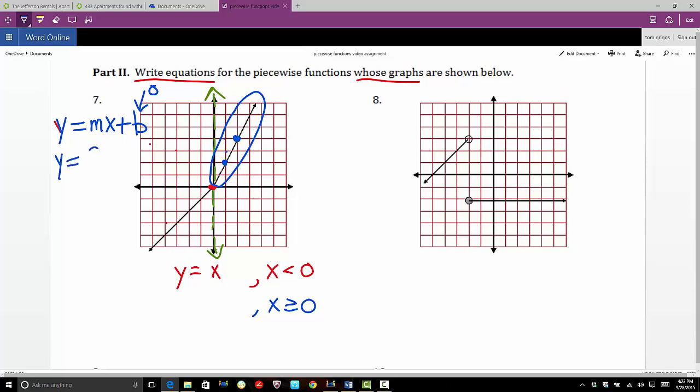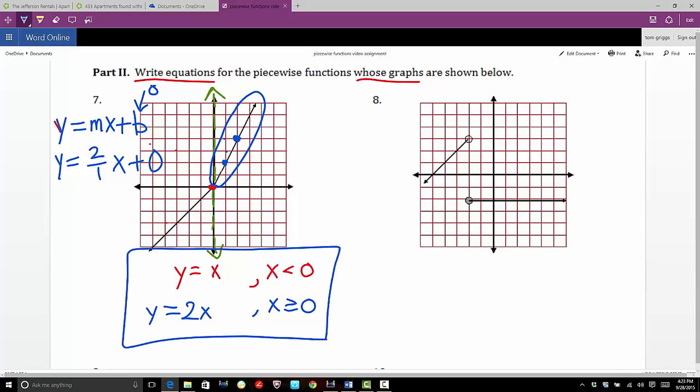So our slope is just 2 over 1. So that means the equation of this line is y equals 2x. We don't need to put the plus 0. And we've now written the equations for the graph given here.